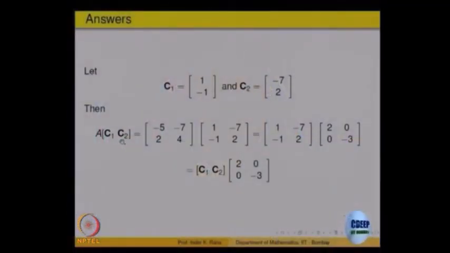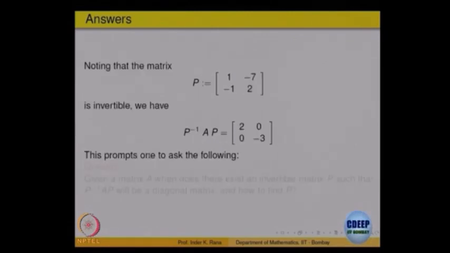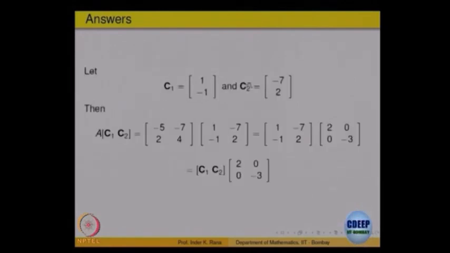And now look at this matrix C1 C2, with this as the first column and this as the second column. Let us call that matrix P. This is the invertible matrix. Is it invertible? Determinant not equal to 0. So, this is invertible. So, in the equation AP equal to P times this diagonal matrix, since P is invertible, I can take it to the other side by multiplying by its inverse.